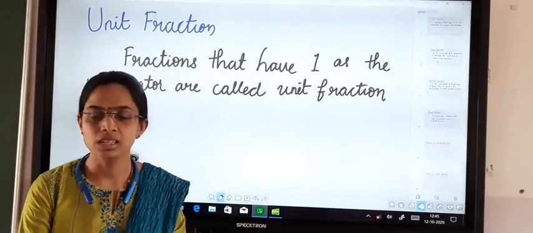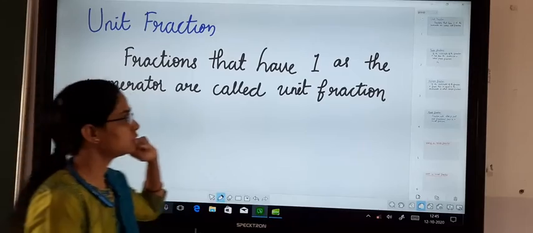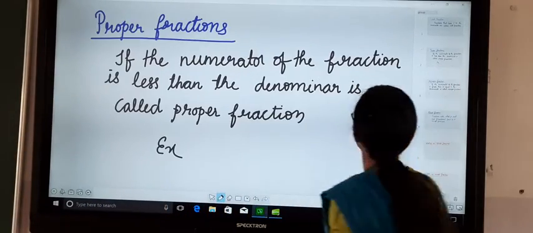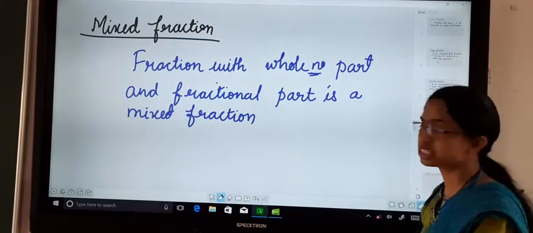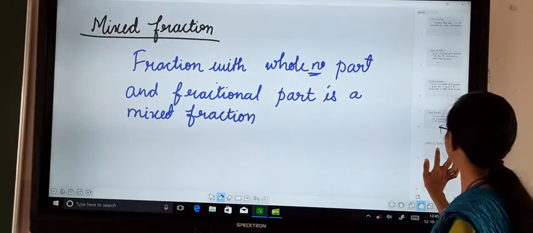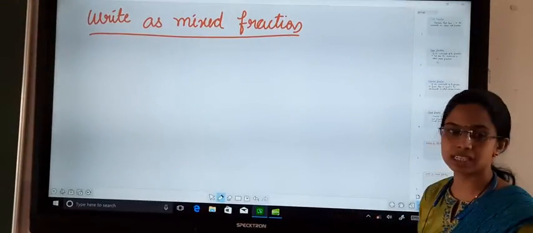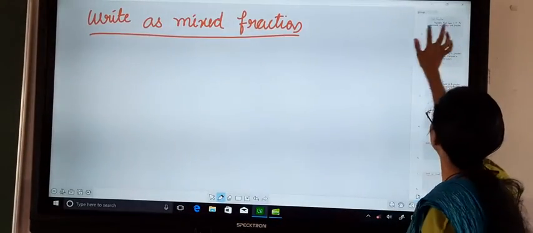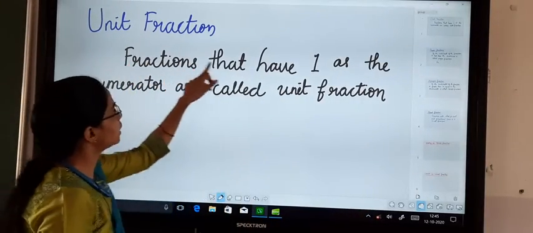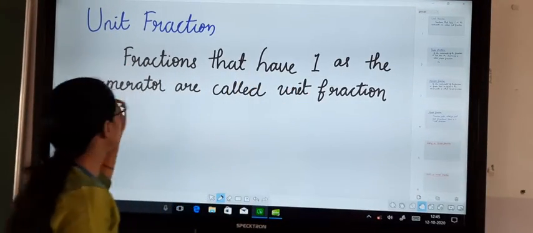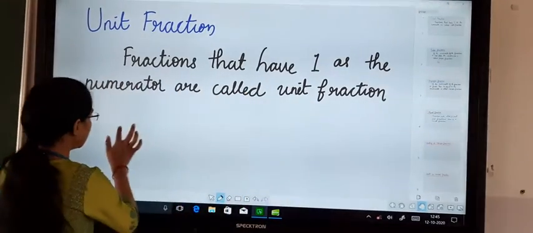Good morning children. Today we are going to learn unit fraction, proper fraction, improper fraction, mixed fraction, how to write a mixed fraction as an improper fraction and an improper fraction as a mixed fraction. First one, unit fraction. Fractions that have 1 as the numerator are called unit fractions.